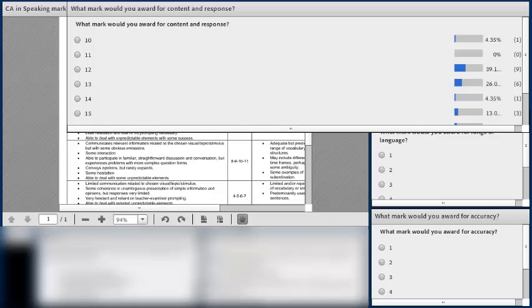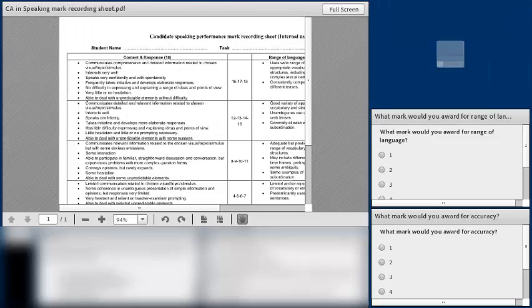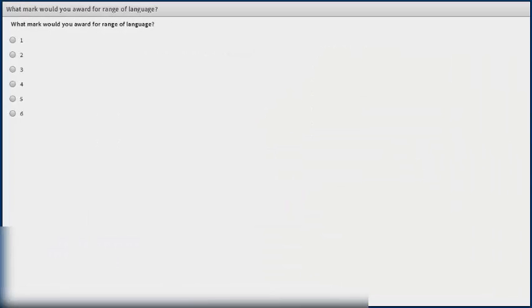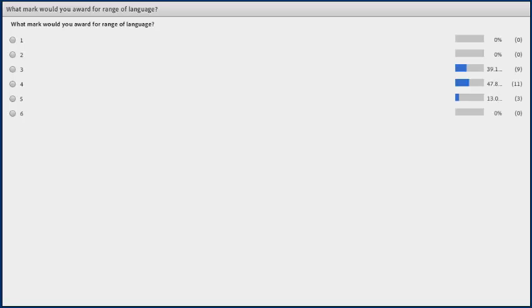So if we can minimize that poll again, Mel, and then I'm going to look at the range of language grid if we could. Oh, I don't know, can I do that? Move that, yep. Okay, so can we expand the, oh, I've gone mad. Right, so there we have the mark for range of language. I don't know how to do this bit, as you can see.